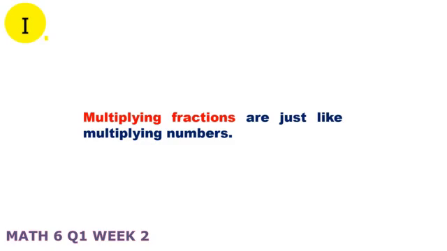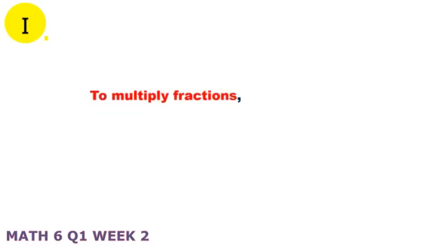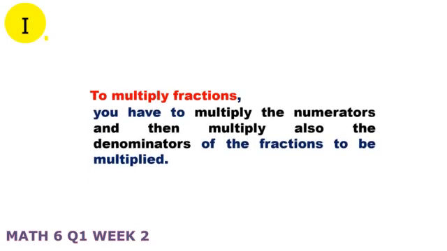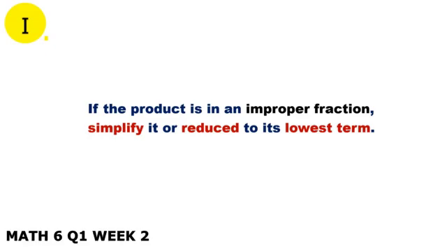Multiplying fractions is just like multiplying numbers. To multiply fractions, you have to multiply the numerators and then multiply also the denominators of the fractions to be multiplied. If the product is an improper fraction, simplify it or reduce it to its lowest term.